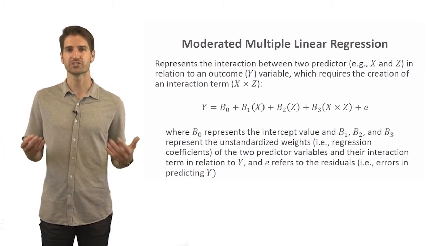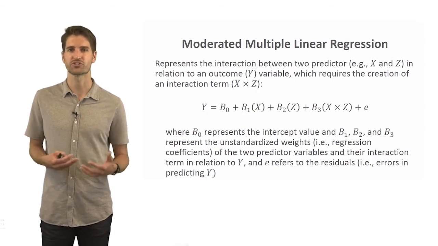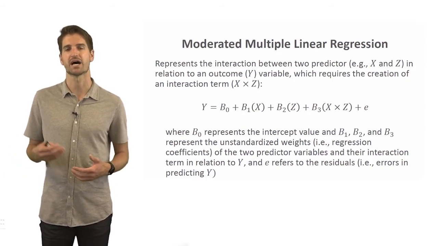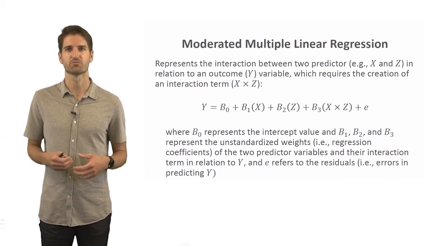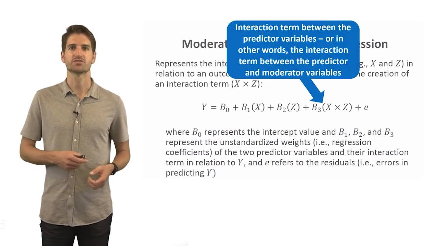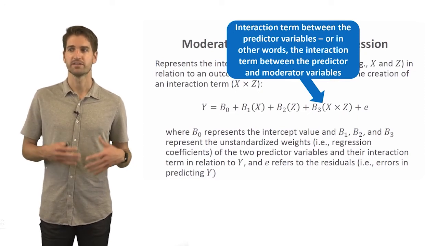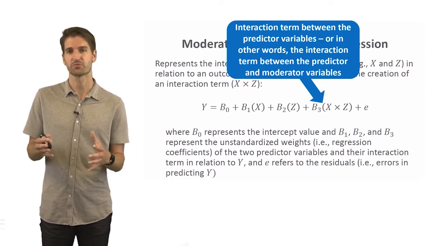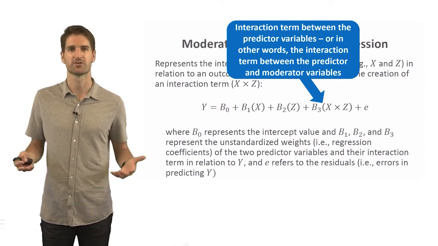And then the interaction term is represented as x times z, and we have a regression coefficient b sub 3 that is tied to that interaction term as well. And then the plus e at the end refers to any kind of residual error that we might have, or lack of perfect prediction, in other words. So as you can see here, the interaction term is simply represented as x times z, because as you saw just a second ago, that's what an interaction term is.